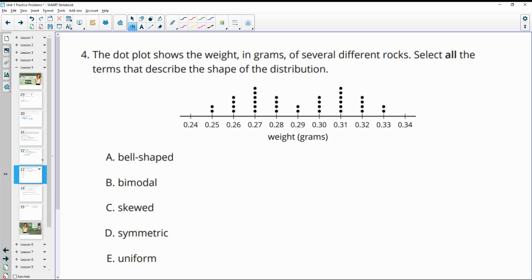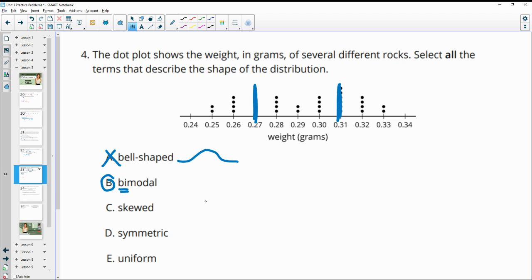Number four, the dot plot shows the weights in grams of several different rocks. Select all terms that describe the shape. So part A wants bell-shaped, and bell-shaped is like this. So it goes up in the middle and then back down. So that's not this one. Bimodal means that there's going to be like two peaks of data, and we see those two peaks right here and here. So it is bimodal.